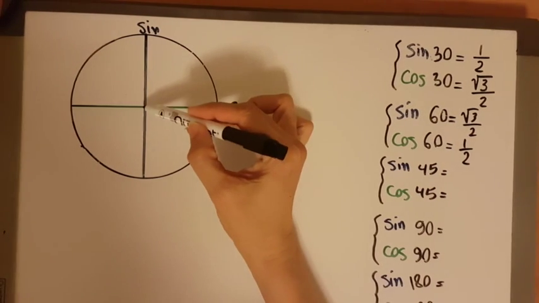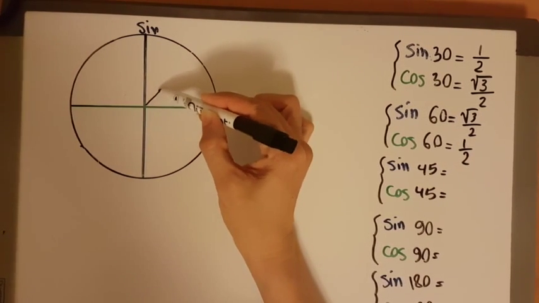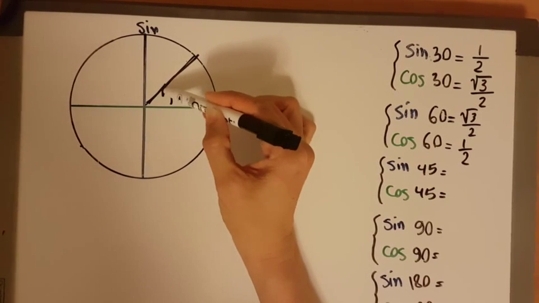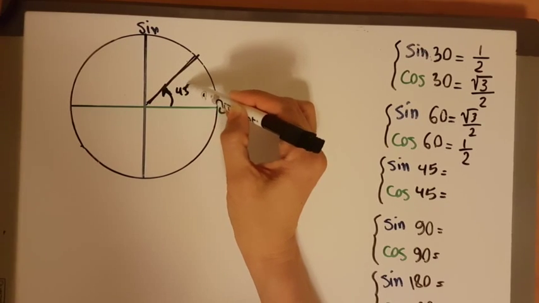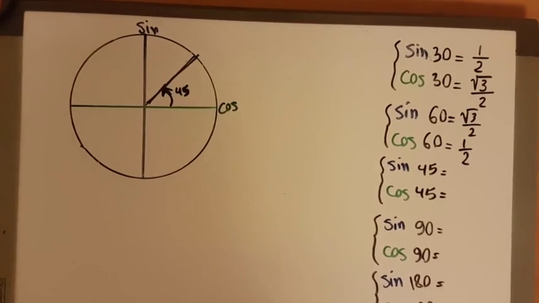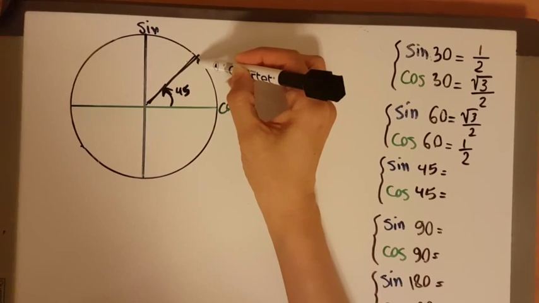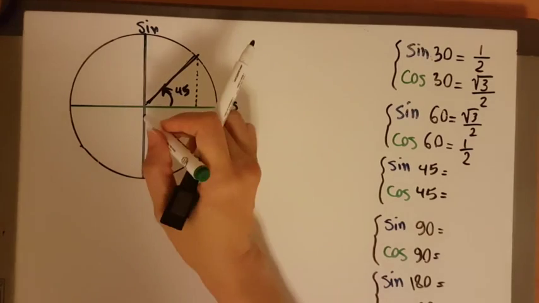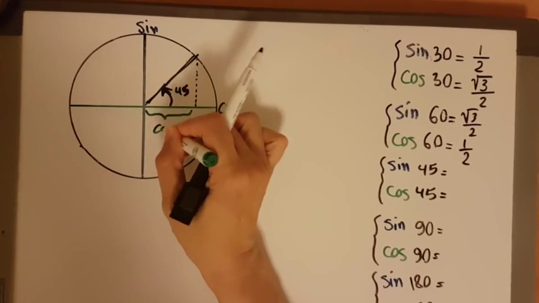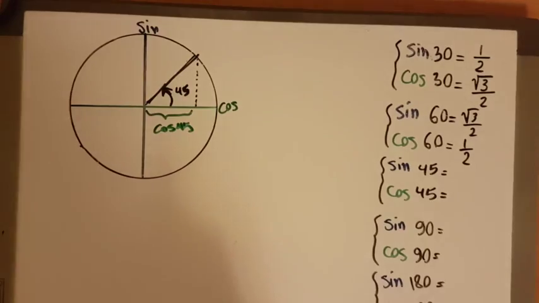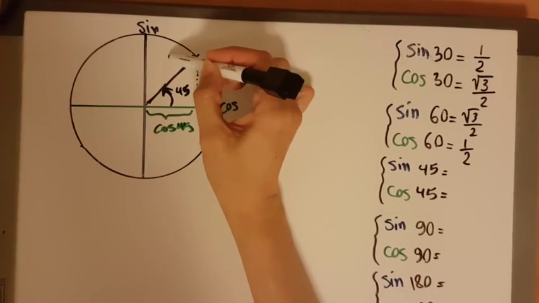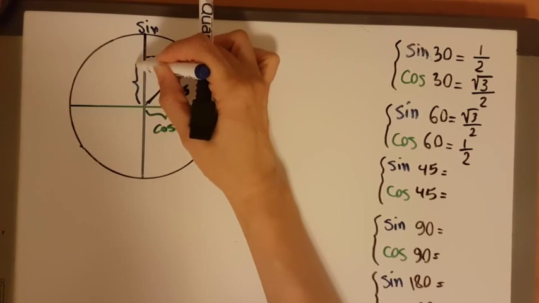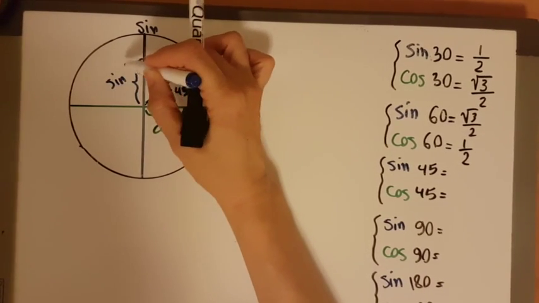You know that 45 is actually here, exactly in between. This is angle 45, which is half of 90. So if you draw the perpendicular to the cosine, this would be the cosine of 45. And of course, in order to find the sine of 45, you draw a perpendicular here, and this would be the sine of 45.